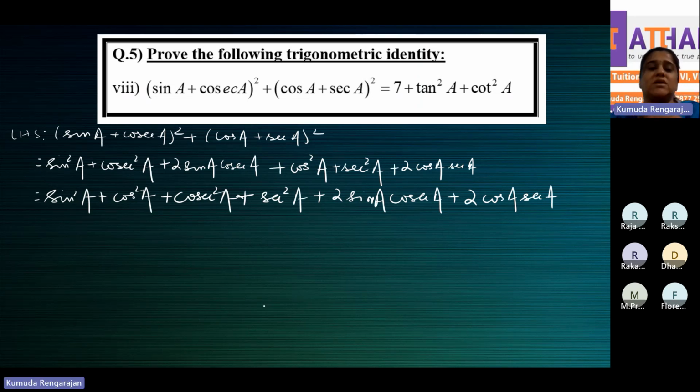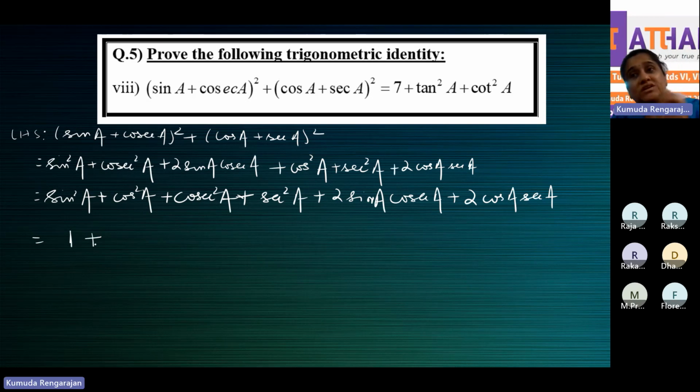There are 6 terms because when you expand A plus B the whole square, you get 3 terms. Another A plus B the whole square, 3 terms. So 6 terms in all. We have arranged sin square A plus cos square A, then cosecant square A plus secant square A, and 2 sin A cosecant A, 2 cos A secant A. Now, sin square A plus cos square A is 1.